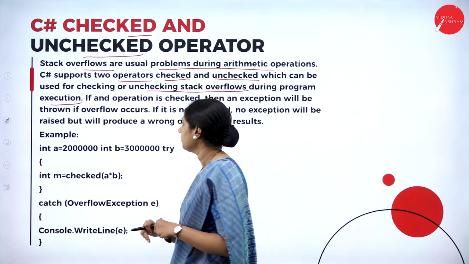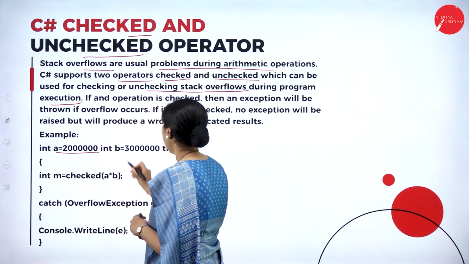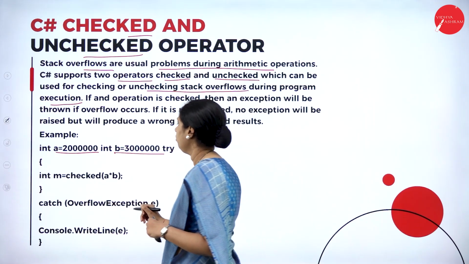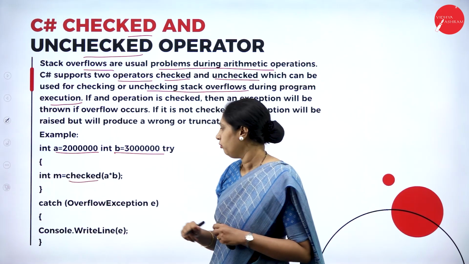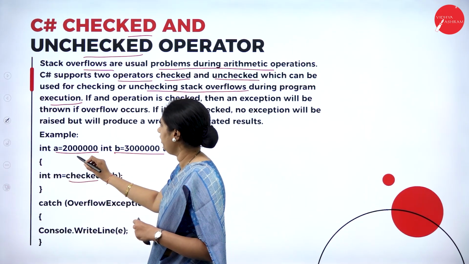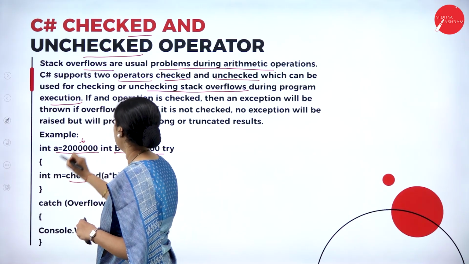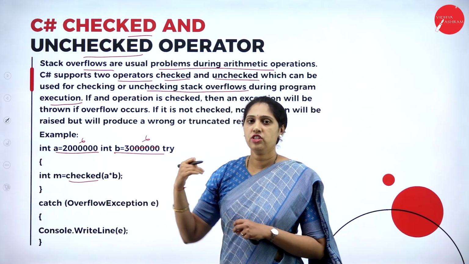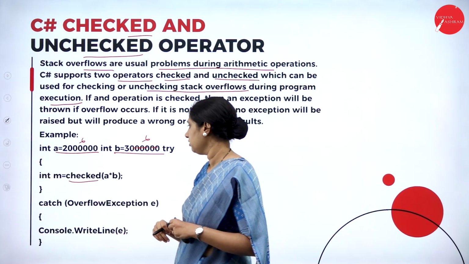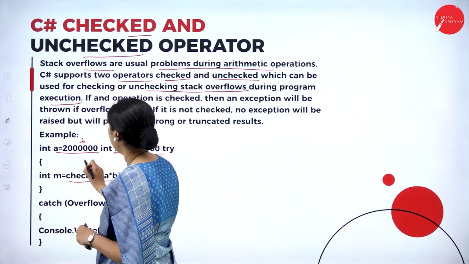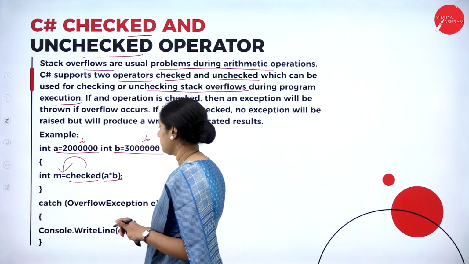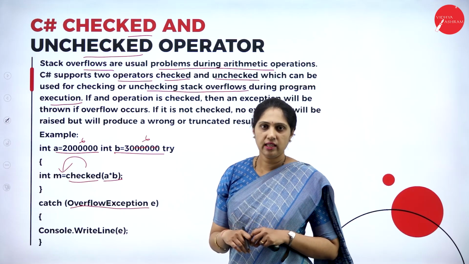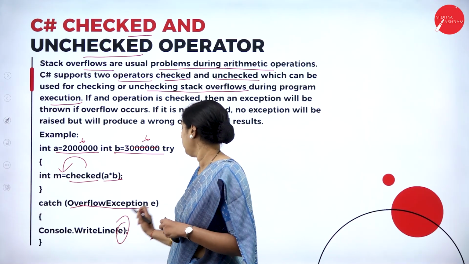So how to do this? With an example. A is some number we have given, and B is also a large number. Then we have to use checked, and we multiply A into B. See how many zeros there are? You can take 6 zeros here, and here also 6 zeros. Such large numbers, so we are checking whether stack overflow happens. If it is checked A into B, then we assign it to M. Next, we handle the overflow exception. So if stack overflow has happened, we print a message, that is e.